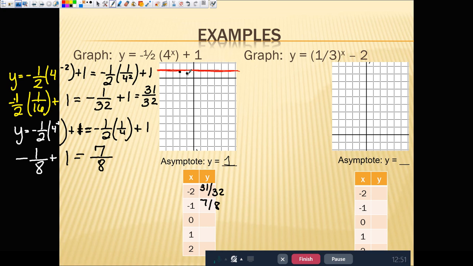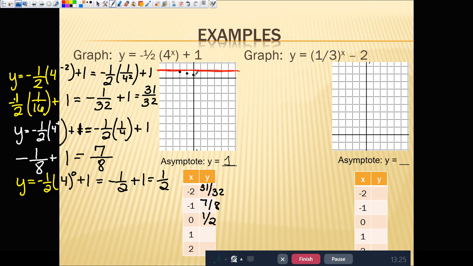So now we're going to substitute in 0. So y equals negative 1/2 times 4 to the 0 power plus 1. So that's going to be 1. So that's going to be negative 1/2 plus 1. So that can be 2/2, and 2 minus 1 is 1. So this is going to be 1/2. So at 0, we're at 1/2.